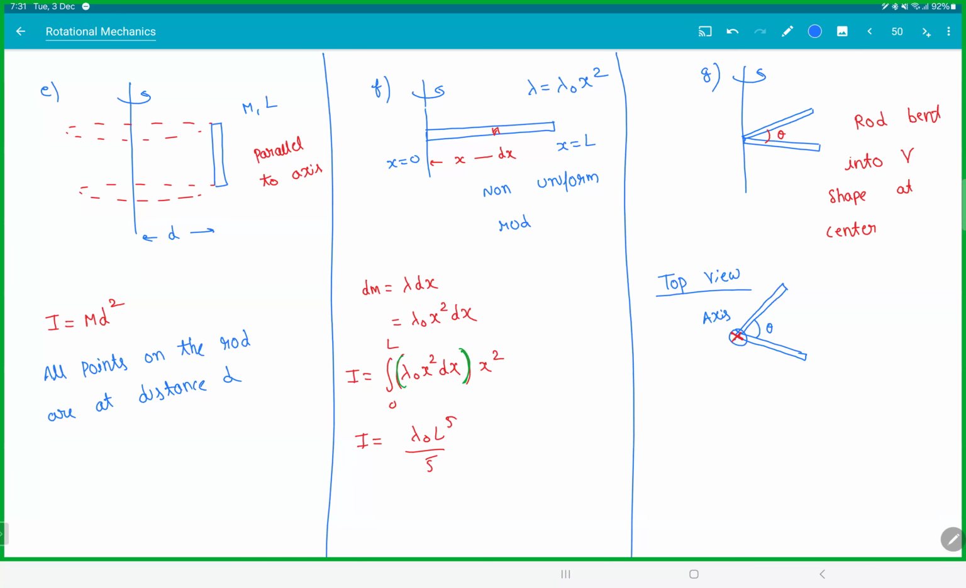G is an interesting one. What did I do? Think of it like this. If this is the rod, you bent it like this. The rod which was straight, you bent into a V shape. It is in the same plane, but the rod is bent. The top view looks like this. The side view looks like this. Then what is the moment of inertia if the angle between the two bent pieces is theta? Anyone not clear with the J diagram, please ask.